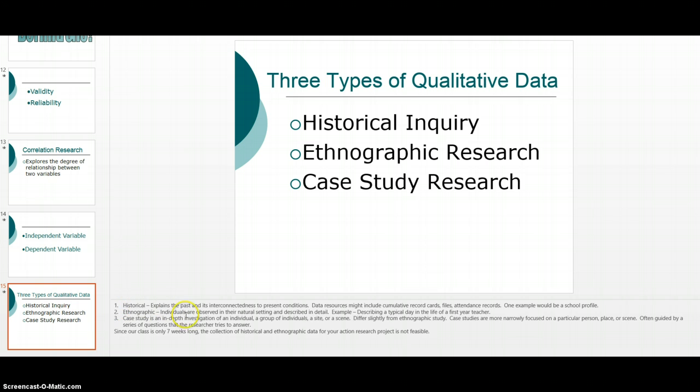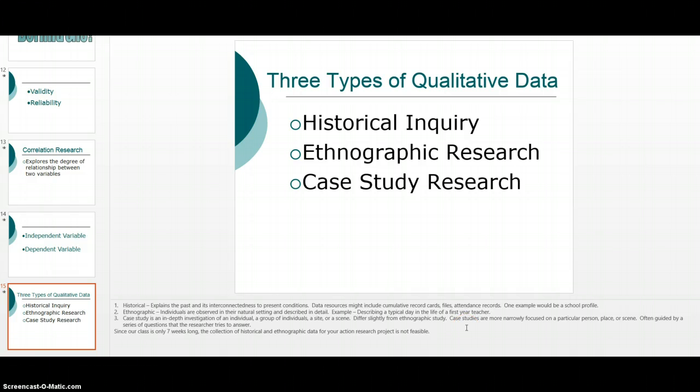But we might use some historical data, and historical data explains the past and its interconnectedness to our present condition. So for your purposes, you might want to look at some student cumulative records or files or attendance records, or another example might be a school profile. So if there's any data that you already have on hand that you can use as one of your data sources, that would be a great idea.